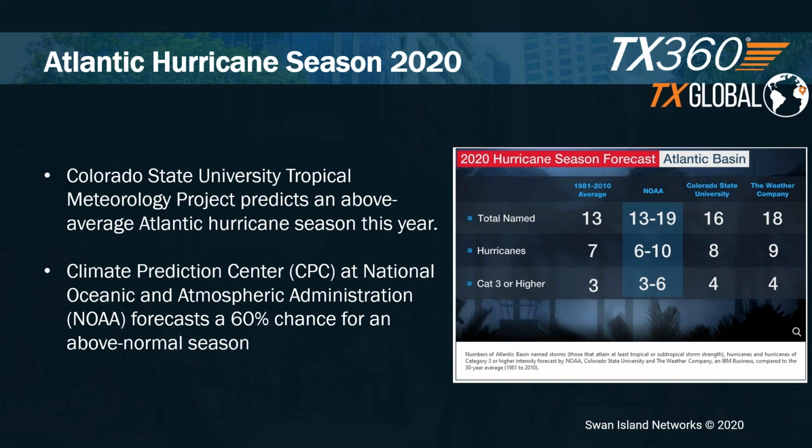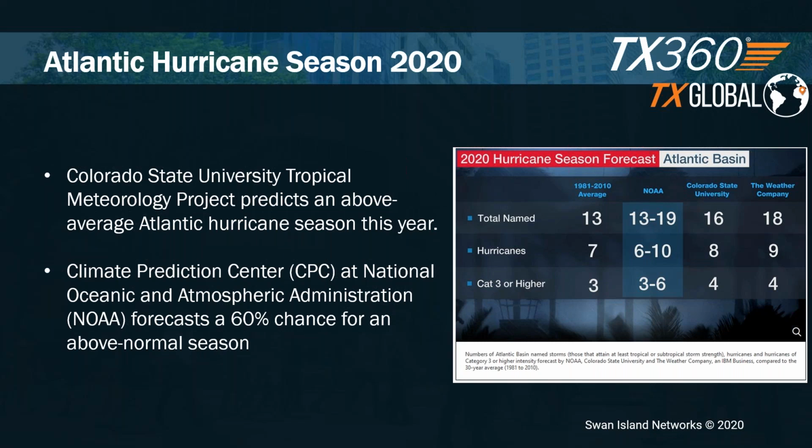With that in mind, we turn to some expert predictions to gain a better sense of what is in store for this season and to really highlight the need for preparedness. Colorado State University's Tropical Meteorology Project predicts an above-average Atlantic hurricane season for this year, with a forecast of 16 named storms, including 8 hurricanes to be expected. As you can see from the diagram provided by weather.com on the right, that is at least 3 storms greater than the average. But Colorado State is not alone in this kind of prediction.